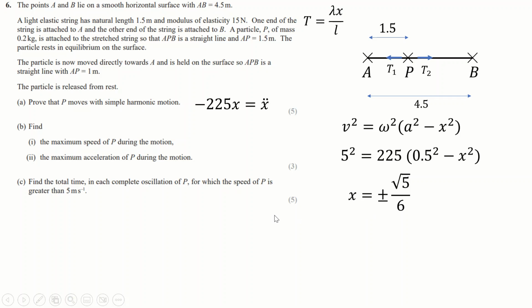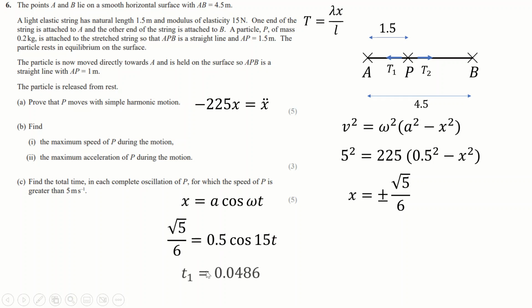And now, okay, we can use this formula here because we're starting from the end of the simple harmonic motion. We've moved here, and the starting point is here when t is 0. So x, firstly I'll set it as positive root 5 over 6, and times by 2, do cos inverse, divide by 15, you get this. So that's the first time. So we start here, it rebounds back, and after this many seconds, which is a very small amount, we're traveling at 5 meters per second.